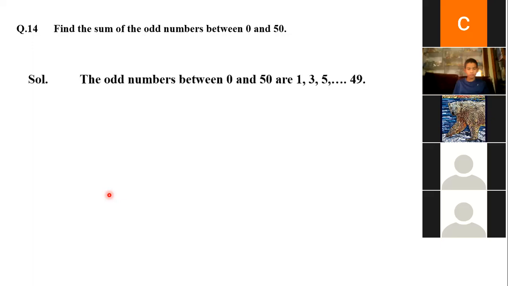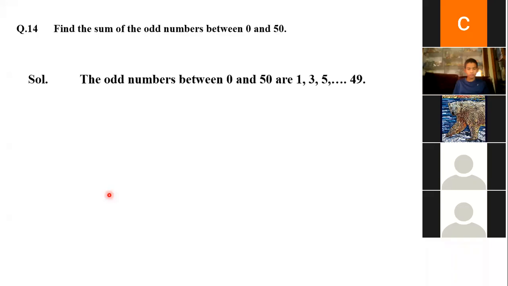No, ma'am. 14th one. Find the sum of the odd numbers between 0 and 50. Which is the first odd number between 0 and 50, children? 1. Second one, 3. Then 5. Last number, 49. Write the series now. The odd numbers between 0 and 50 are 1, 3, 5 till 49.